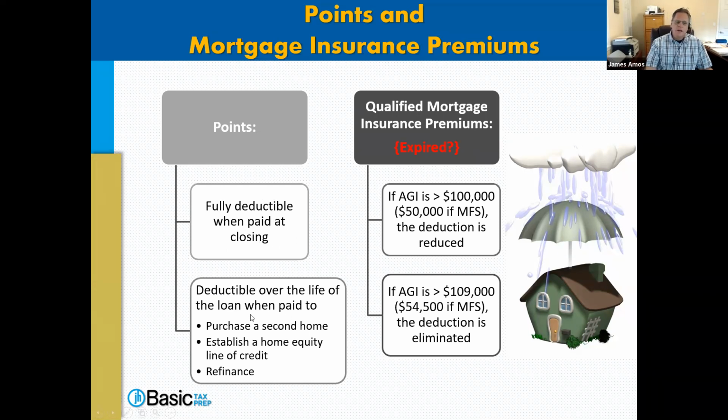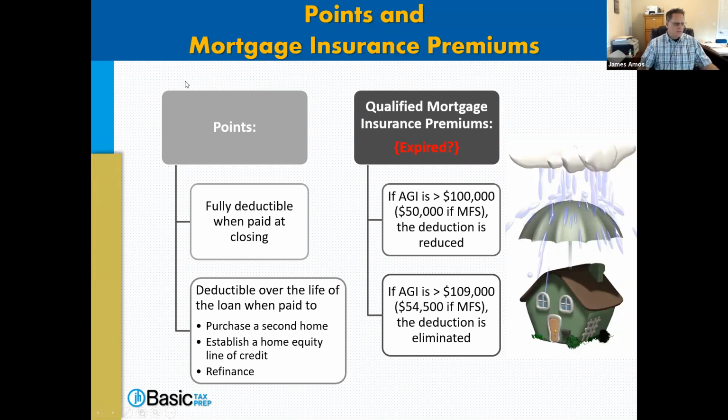Otherwise, let's say you already own the property and you're just establishing a home equity line of credit and you paid some points, you're going to have to take that over the life of the loan, whatever the loan life is. Or when you refi, and this is pretty common right now because people have refied over the last few years because the interest rates were lower. So they refinanced their homes. They paid points in that. Because it's a refi and not a new purchase, they have to deduct that not all at once, but over the life of the loan.